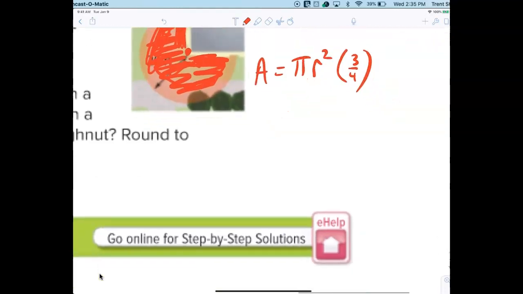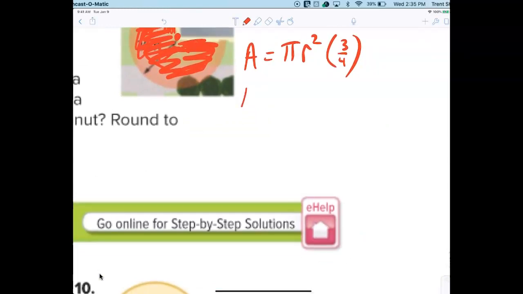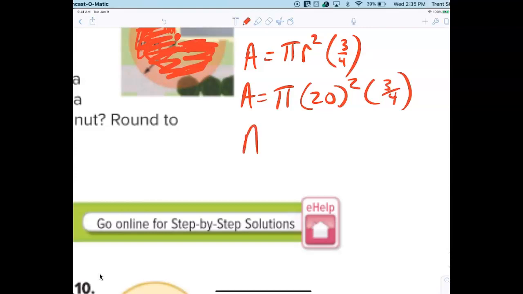All right, so now everybody's writing that formula. So A equals pi. What's the radius again? I already forgot. 20 squared times 3/4. So here we go. Yep, that's what I'm saying.